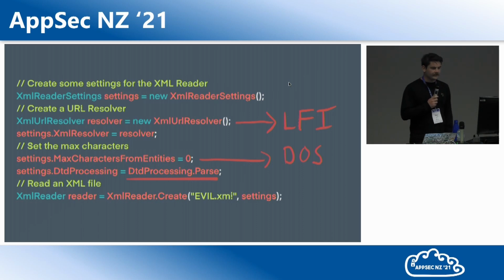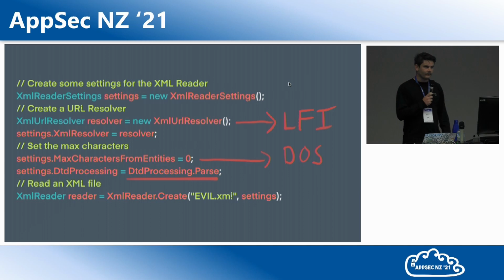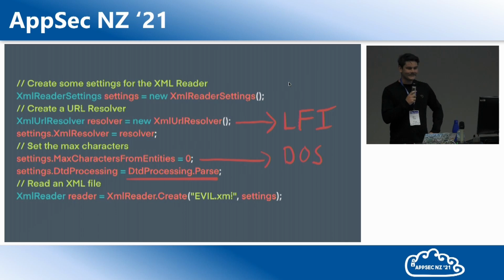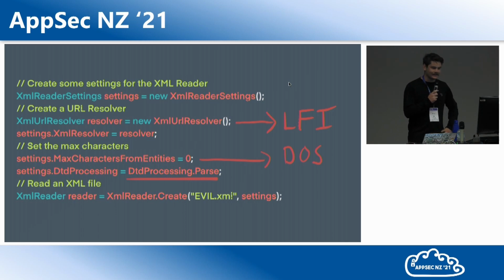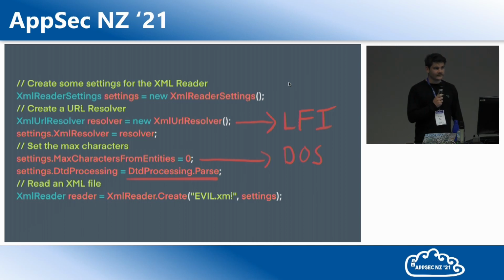And to get an idea of what's actually going on here, there's a line adding a URL resolver, which means that the file URL in our evil XML document is actually resolved, and that password file is read. Setting max characters from entities to 0 doesn't actually mean we read 0 characters. You actually read infinite characters. Who would have known? And so that's where your denial of service attacks come in. And actually just setting that DTD processing to parse is what enables all this, because by default it's set to prohibit, and we get that nice error we saw before.